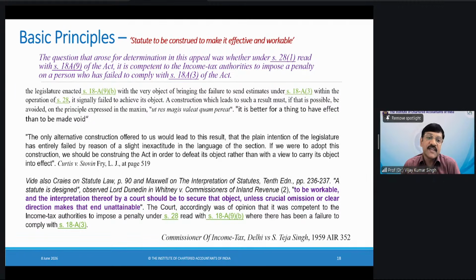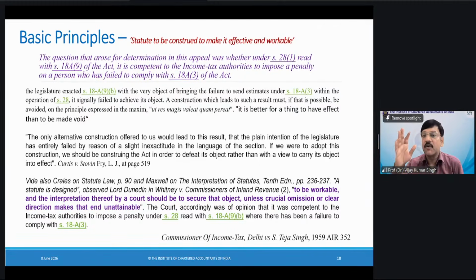So in one of the cases, in Curtis versus Stovin Fry, the court said that the only alternate construction offered to us would lead to this result, that the plain intention of the legislature has entirely failed by reason of a slight inexactitude in the language of the section. So if we were to adopt this construction, we should be construing the act in order to defeat its object rather than with a view to carry its object into effect.